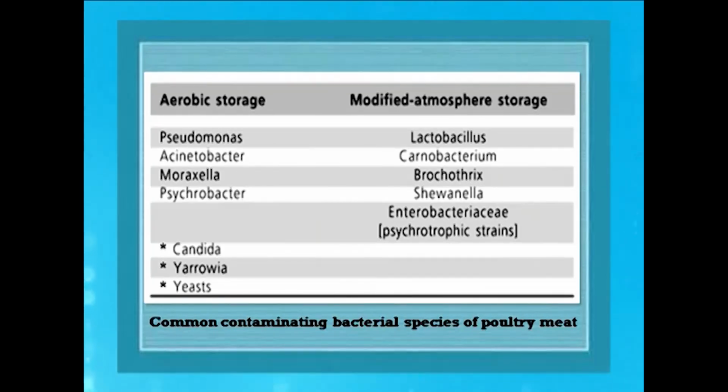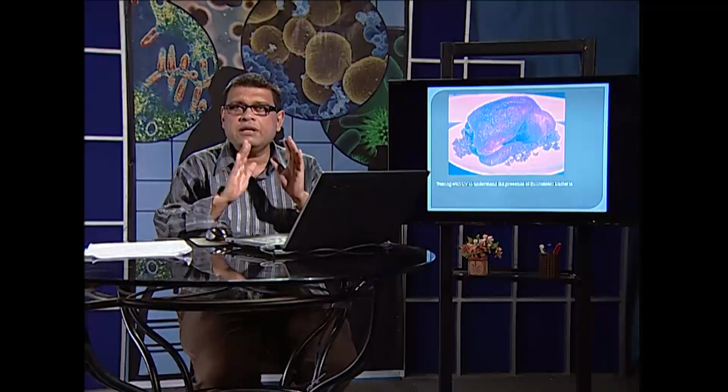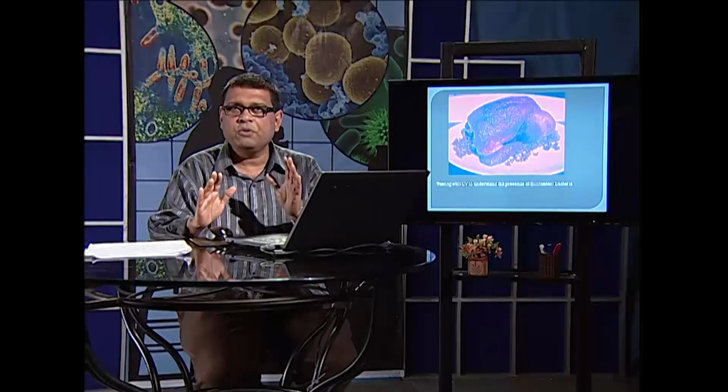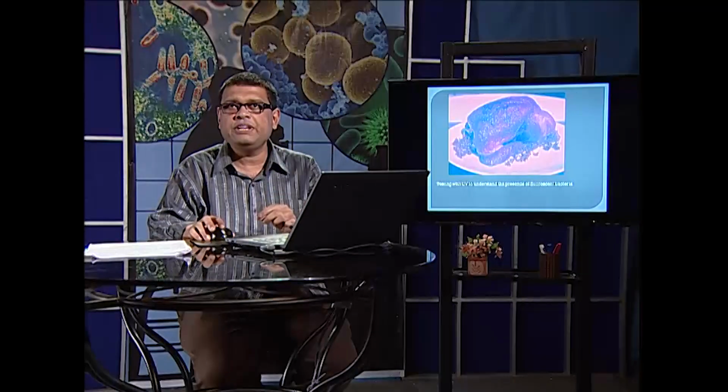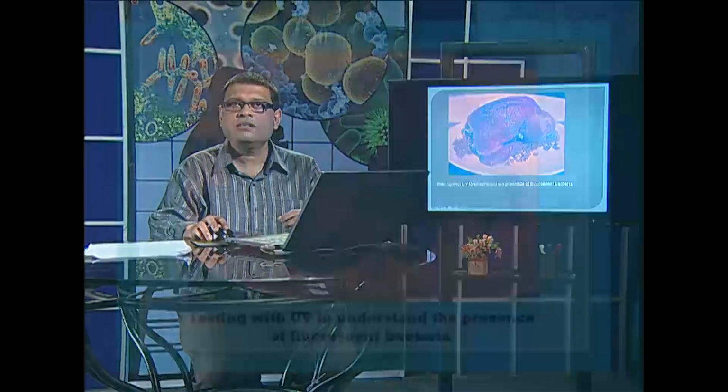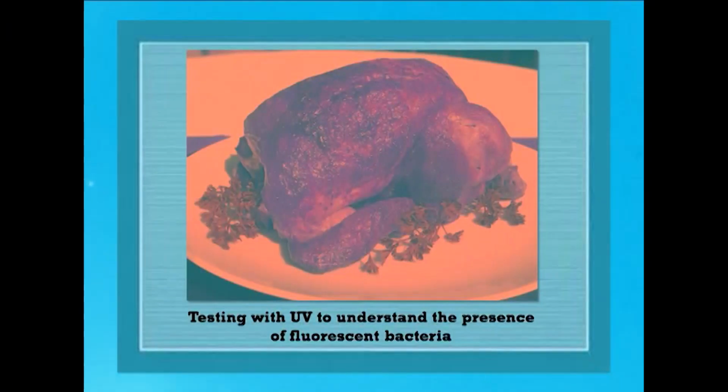Our ideal way to see whether the poultry flesh is contaminated is to have the UV test. If, for example, under UV exposure there is some Pseudomonas growing, then they will fluoresce. So fluorescence on the surface of that particular poultry flesh definitely indicates contamination. Of course, there are other signs to understand.